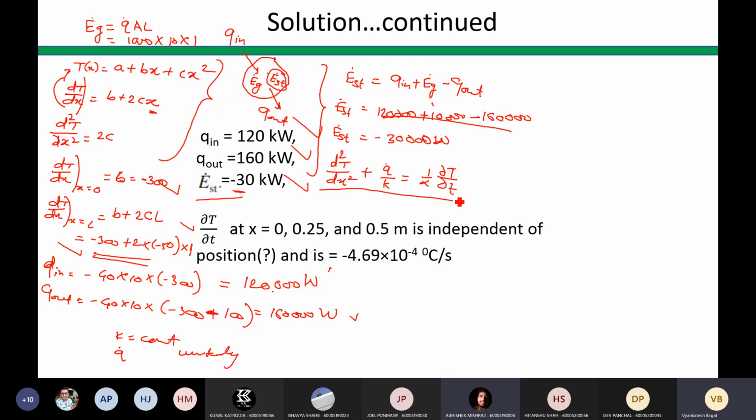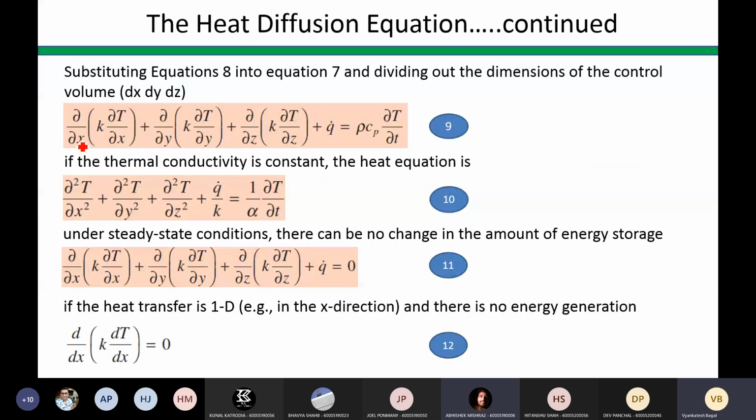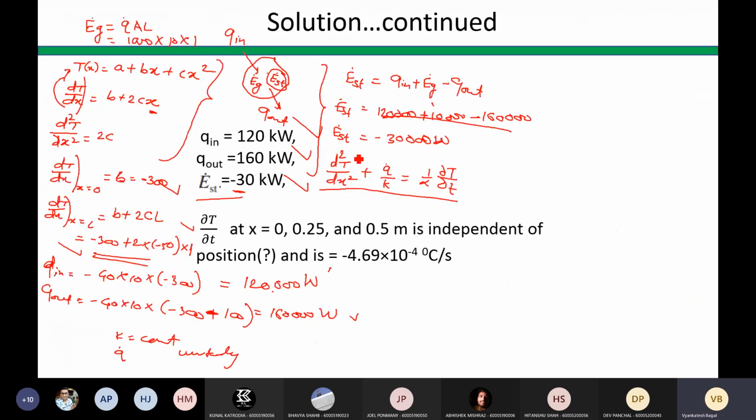Sir, in equation number 10, right, sir? You are telling me. See, you have to reduce this equation. As K is constant, you can refer to this equation now, right? And it is one dimensional, so these two will be cancelled, right? So this term will remain because internal heat generation is there. So I am simplifying this equation 10. So dou square T by dou x square plus Q dot by K equals 1 upon alpha dou T by dou t will give you the equation. I have written here, right? So write dou square T by dou x square.